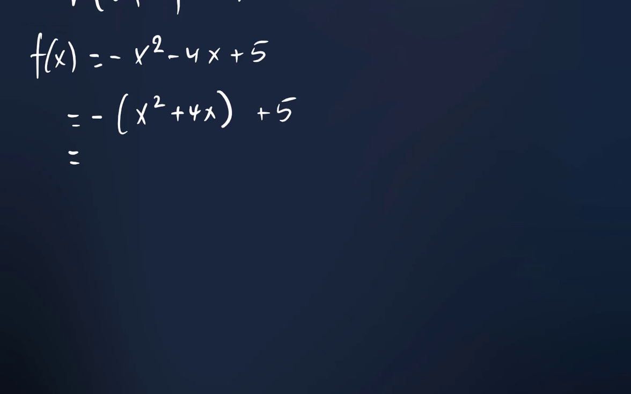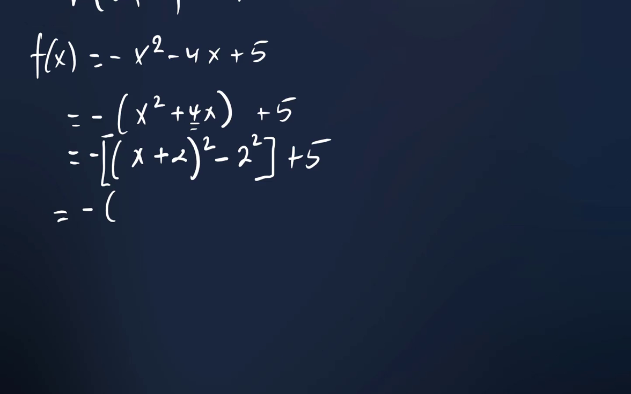And it can work better. It's minus x plus, let me put here so you don't get confused, 4 divided by 2 here is 2 squared minus 2 squared. Let's close this and then plus 5, correct?